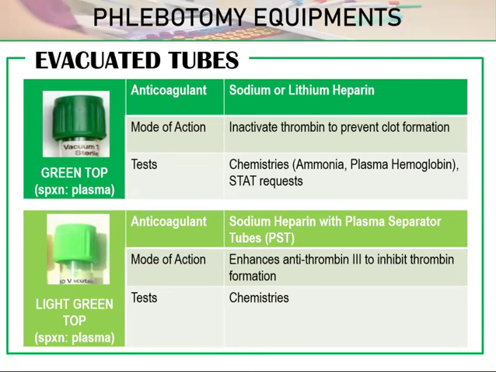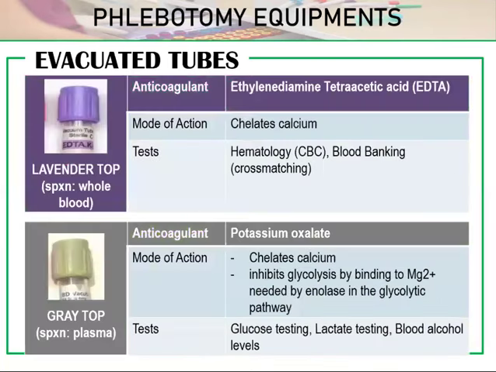The next one is our light green top. If gold is the serum separator tube, light green is the plasma separator tube. It is the same as the green top, it's just that it has thixotropic gel, which serves as a barrier between the plasma and the red cells.